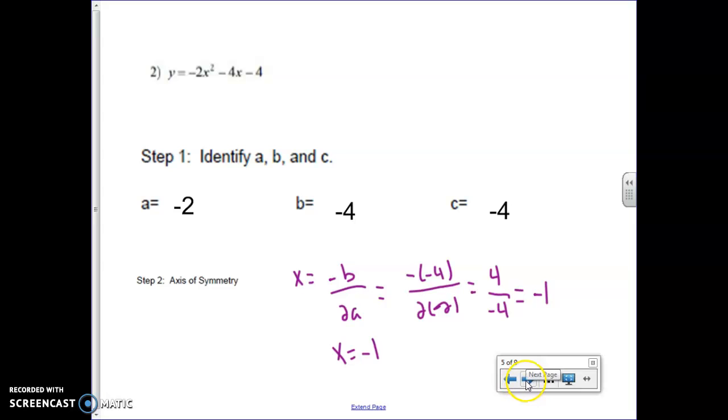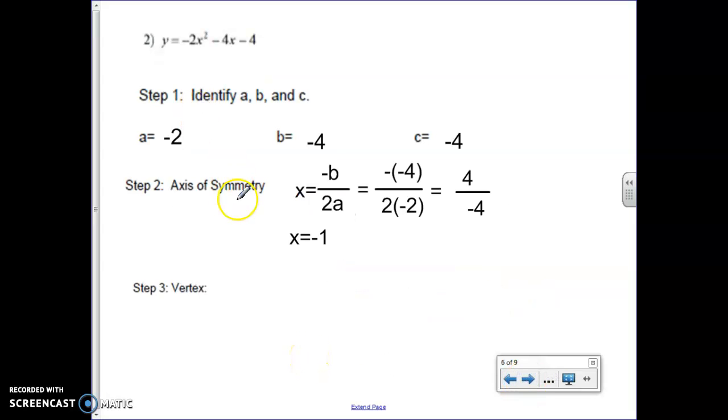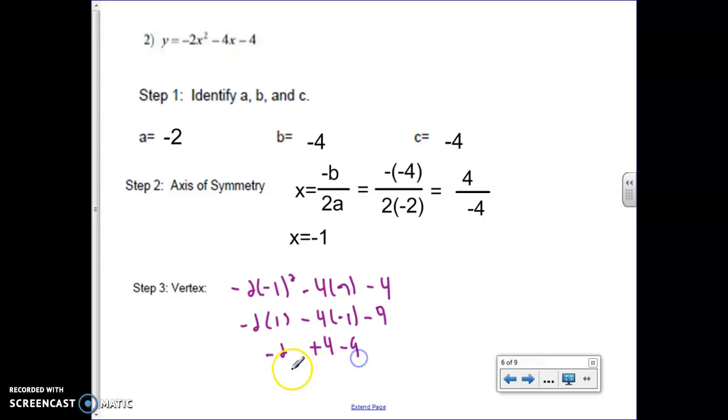Okay, now after we find the axis of symmetry, then we want to find out what the vertex is. Same idea, we're going to plug negative 1 in place of x. So we're going to do negative 2 times negative 1 squared minus 4 times negative 1 minus 4. Negative 1 squared is 1, times negative 2, minus 4 times negative 1. So I got negative 2 plus 4 minus 4. Negative 2 plus 4 is 2, minus 4 is negative 2. So your vertex is going to be (negative 1, negative 2).